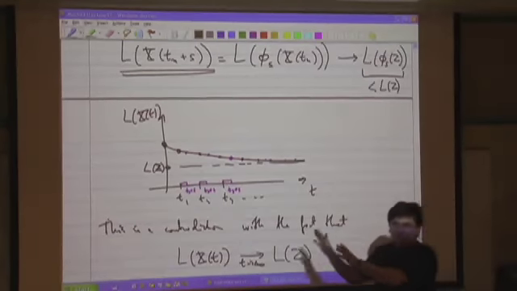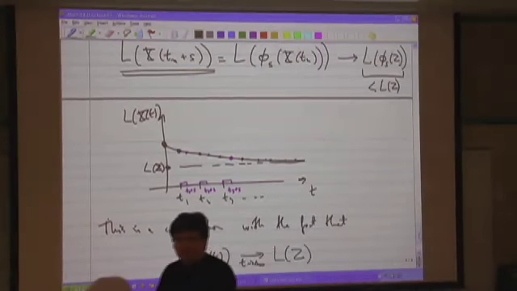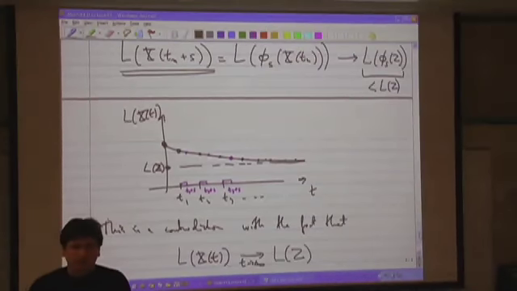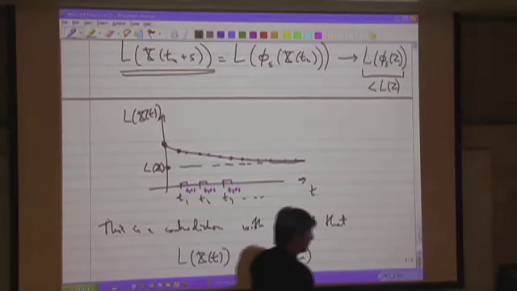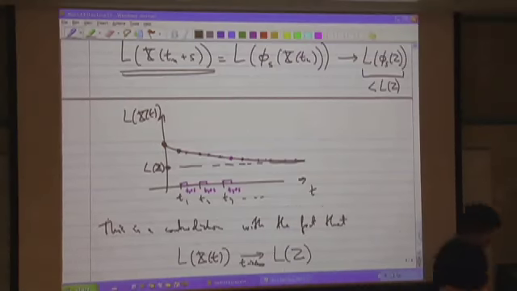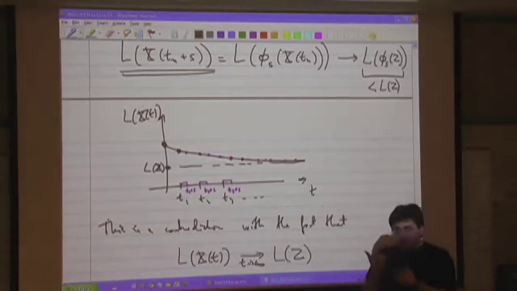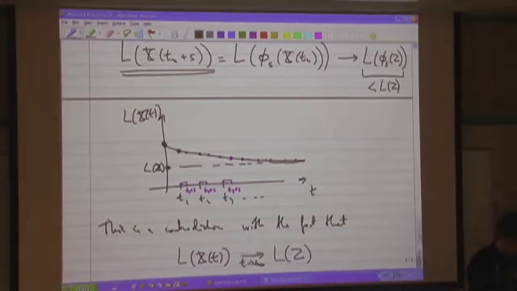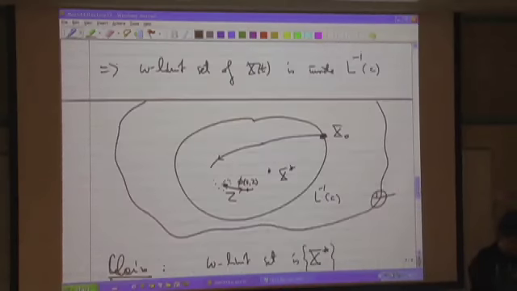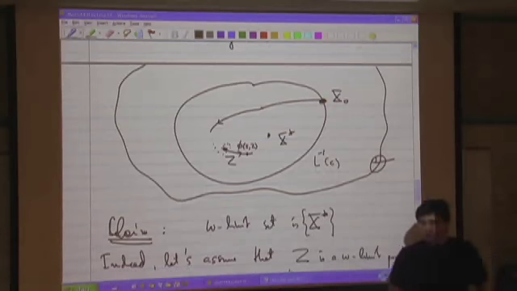Any questions? We can spend more time on this, and I'm willing to, because we'll revisit this when we talk about omega limit sets. What kind of omega limit sets can we have? Remember what I said last time? In the plane.